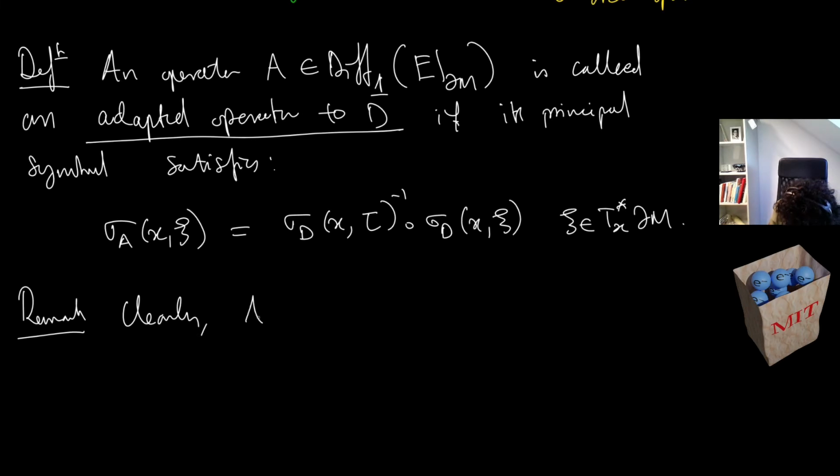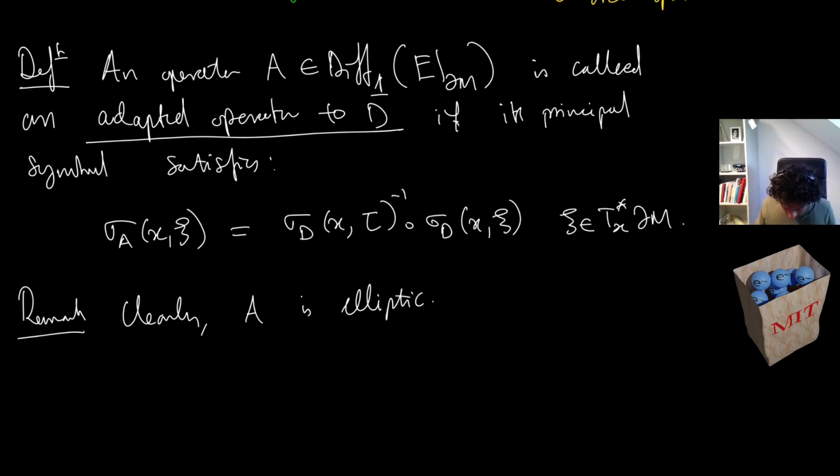Clearly A is elliptic. So this principal symbol is a composition of the principal symbols built out of an elliptic operator, so the principal symbol is surely invertible. Okay. So why do I want this?